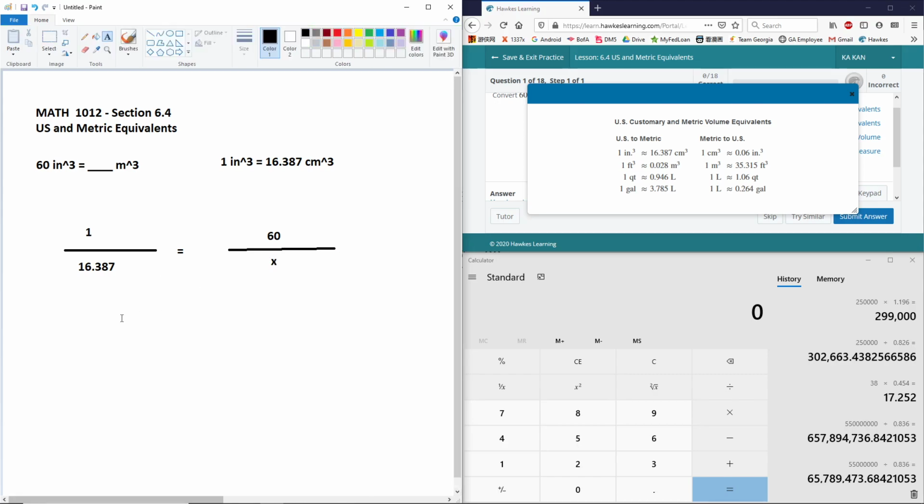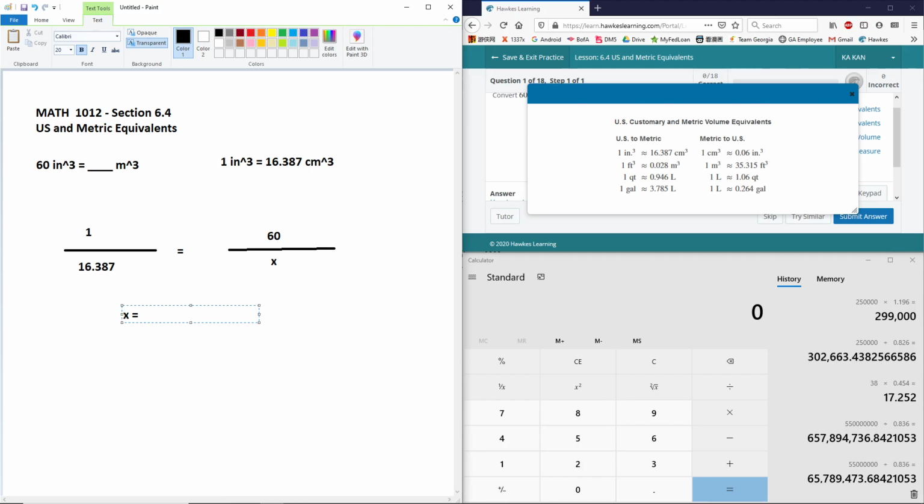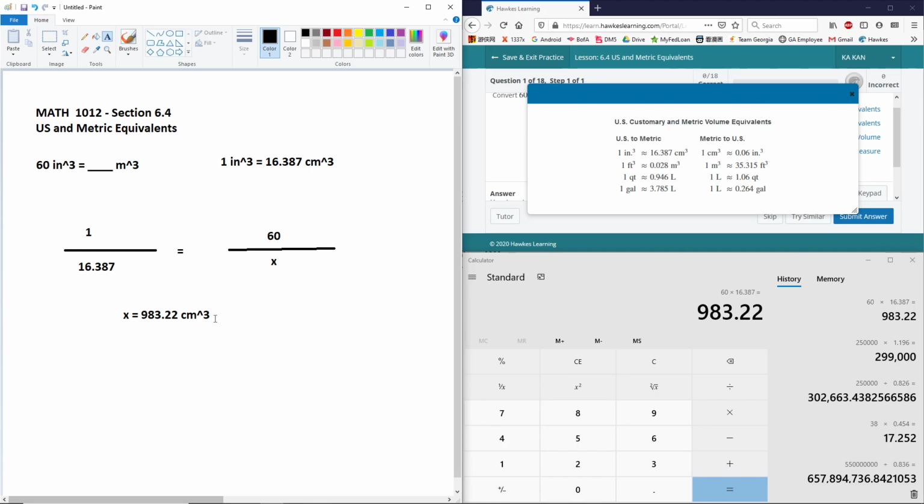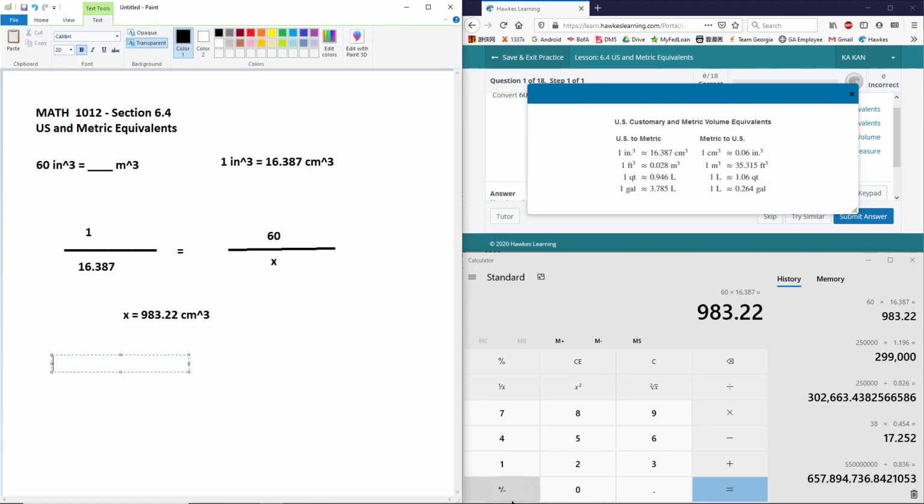Cross multiply, and you should get x equals, let's see what that is. 60 times 16.387. So that should be 983.22. And keep in mind, this is cubic centimeters. The problem is, how do you go from here to meters? So the question now is, 983.22 cubic centimeters, what is that in terms of cubic meters?